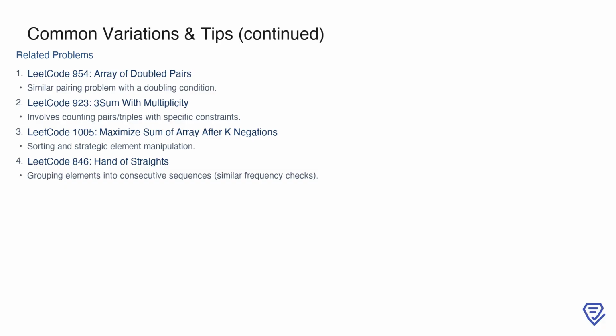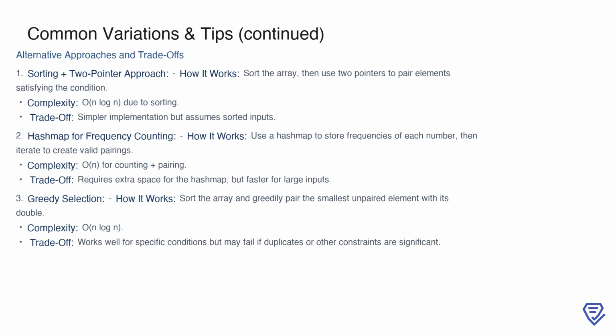Lastly, LeetCode 846, hand of straights, involves grouping elements into consecutive sequences, which also requires careful attention to frequencies in pairing logic. These problems share overlapping techniques, making them great practice opportunities. There are several alternative approaches to solving pairing problems, each with its trade-offs. A common method is the sorting plus two-pointer approach. Here, you first sort the array and then use two pointers to iteratively pair elements that satisfy the condition.